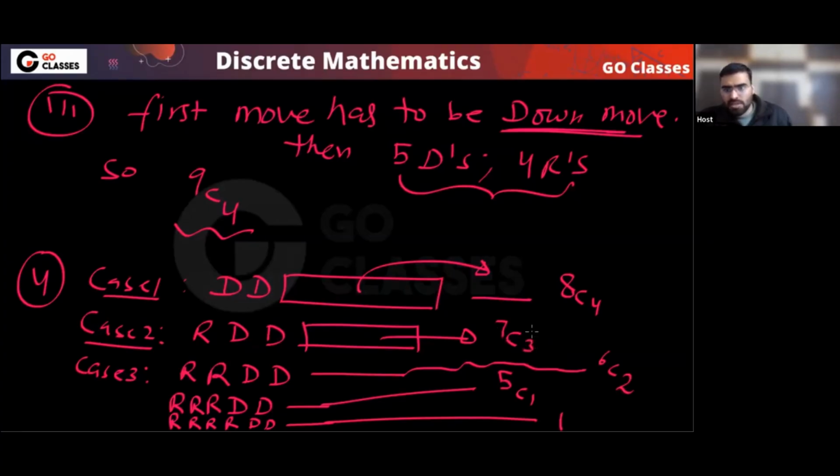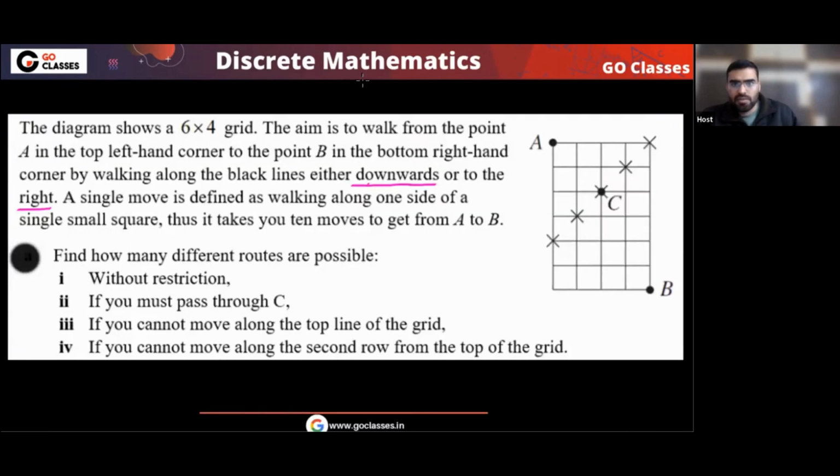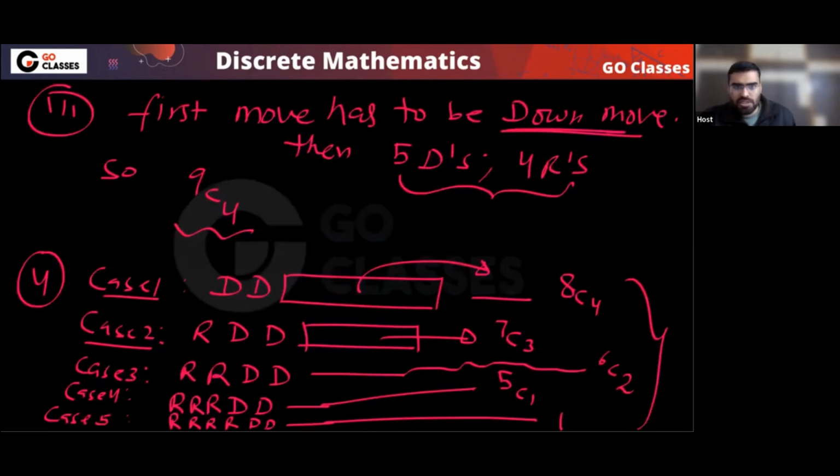So you can make it 8C4, 7C3, 6C2, 5C1, and then 4C0. So this is your answer. Just add all of them. That is your answer. Yes or no? Is this clear? Is this question clear to everyone? So this is just another variation. Anyway, you can handle all these types of questions.